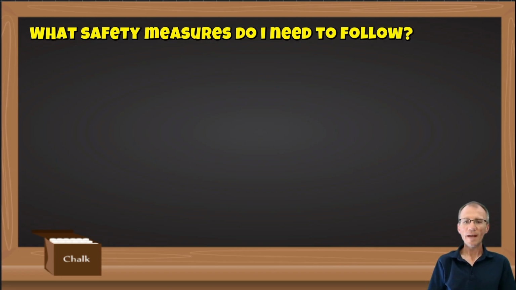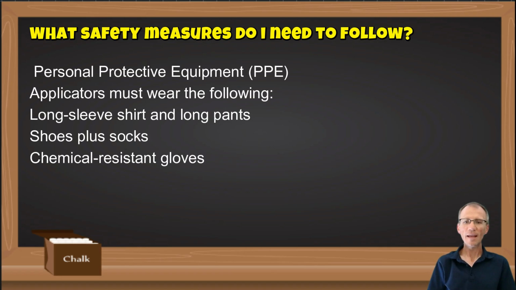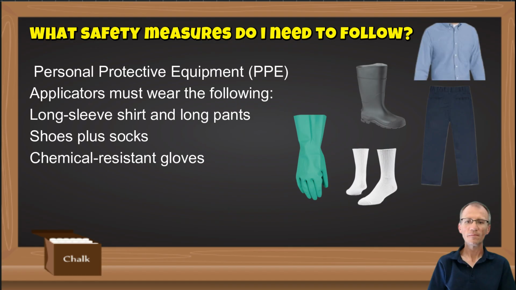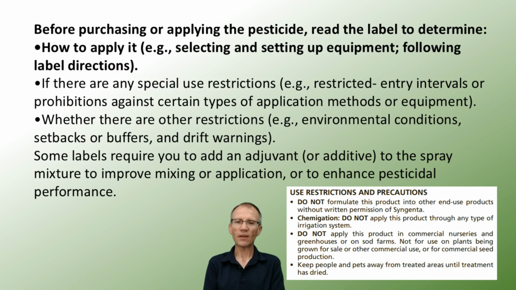Looking at a label without telling you what the product is, this label told us applicators must wear the following: long sleeve shirt and long pants, shoes plus socks, and chemical resistant gloves. Before purchasing or applying the pesticide, read the label to determine how to apply it, e.g. selecting and setting up equipment, following label directions.